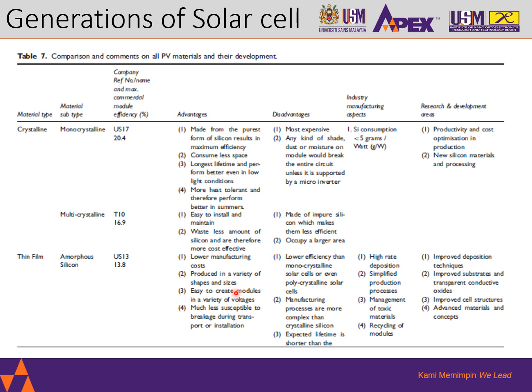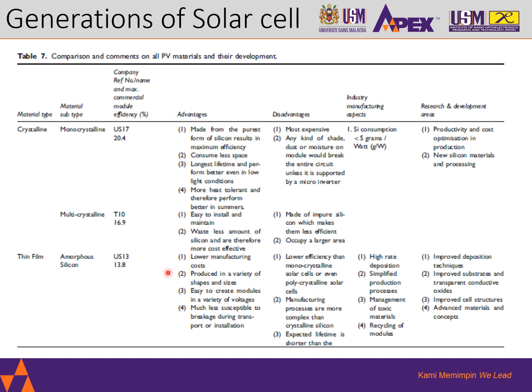In comparison with the amorphous silicon, it has lower manufacturing costs, lower than the monocrystalline, of course, and the advantage is that it is produced in a variety of shapes and sizes. This is very attractive because you need to be able to manipulate shapes and sizes in manufacturing this kind of substrate, and it is easy to create modules in a variety of different voltages, very attractive, and much less susceptible to breakage during transportation and installation, in contrast with the multicrystalline, which is quite brittle.